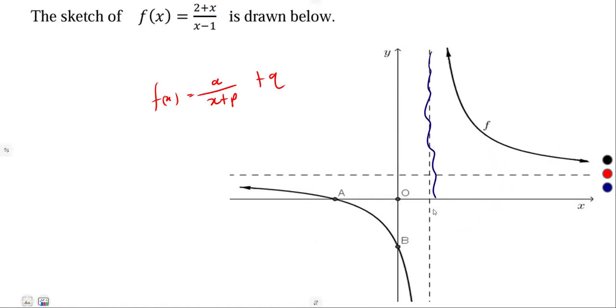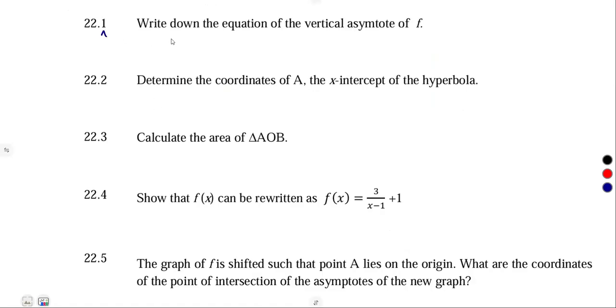And we have got our asymptotes in this case, all right, which we are not given their values. And A and B being the intercepts. A, the x-intercept, B being what? The y-intercept of what? Of f. So from that, we are given first, write down the equation of the vertical asymptote of f. Equation of what? The vertical asymptote.